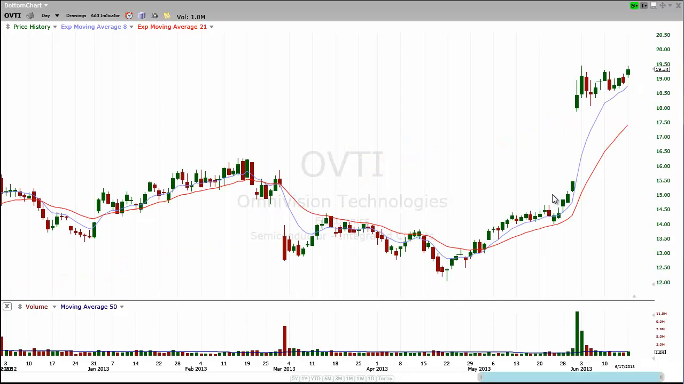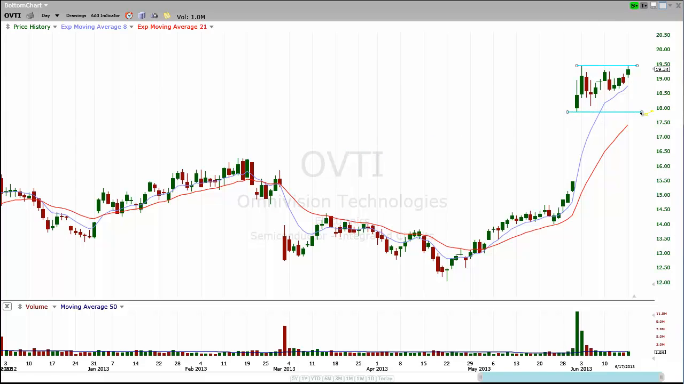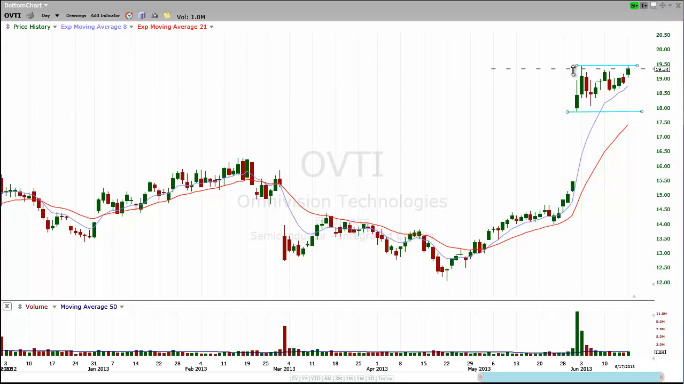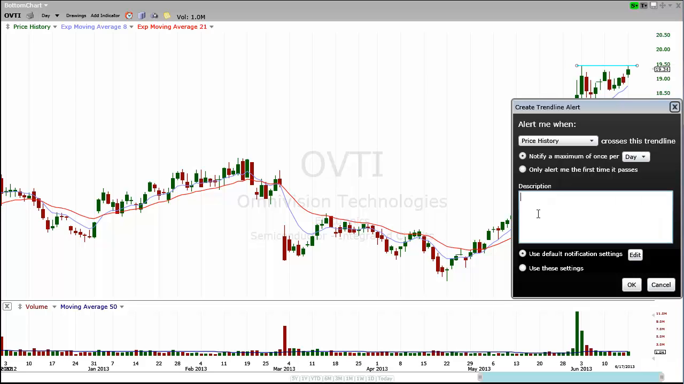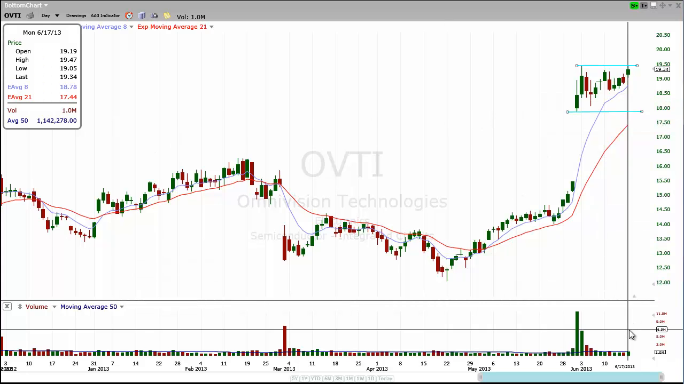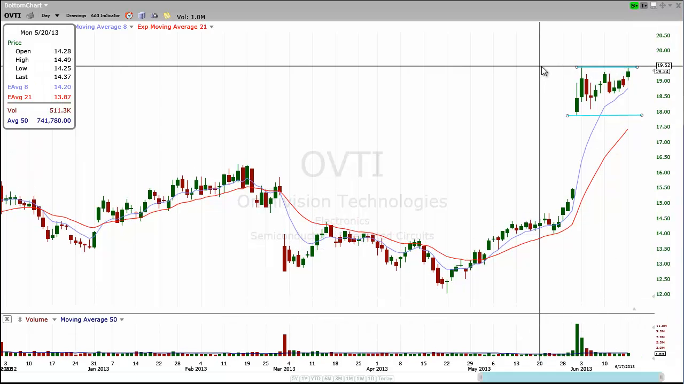OVTI, pretty nice. You have gap support down here. You have a clear 1950 level. So let me just set an alert because I really like this one. So what we want to see is above average volume above 1950.